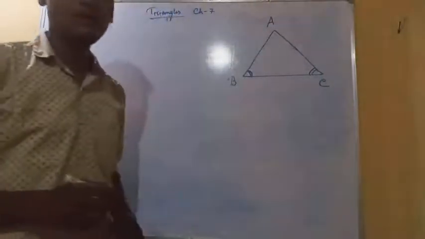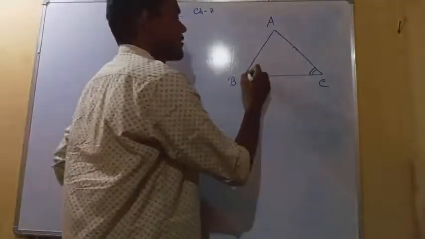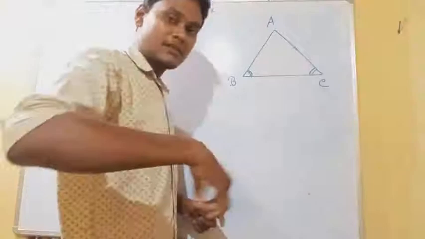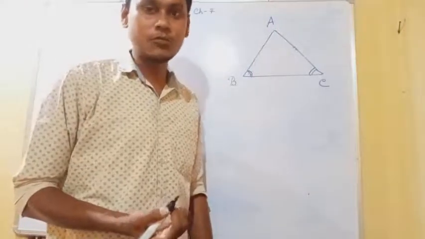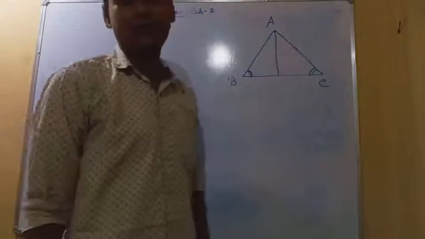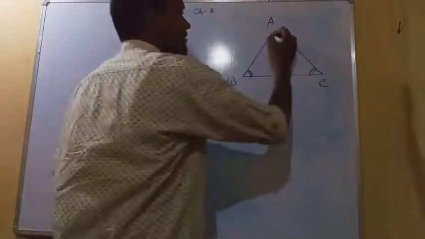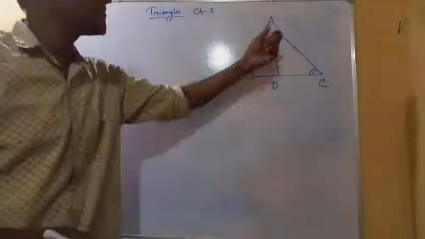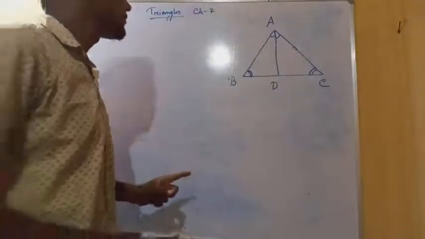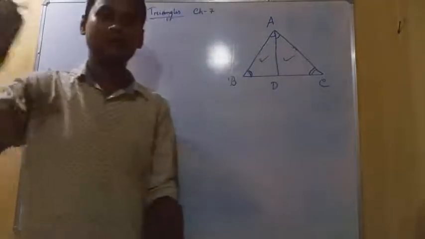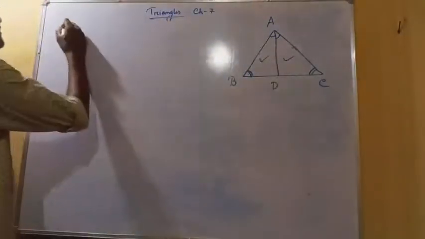ABC is a triangle where angle B is equal to angle C, as per the given condition. Like we did in the previous proof, I have drawn one construction line, that is, angle bisector AD is drawn. Here also we can use the same concept: draw the angle bisector, then show that these two triangles are congruent, as we did in the previous proof.